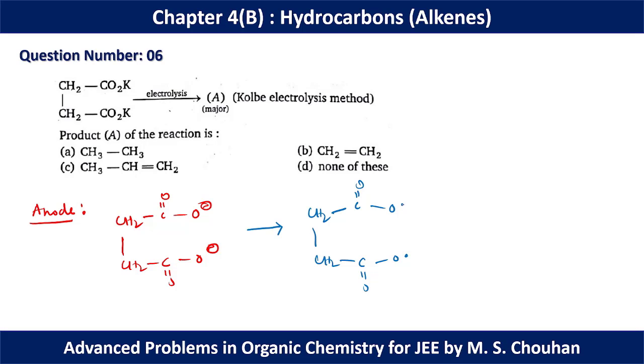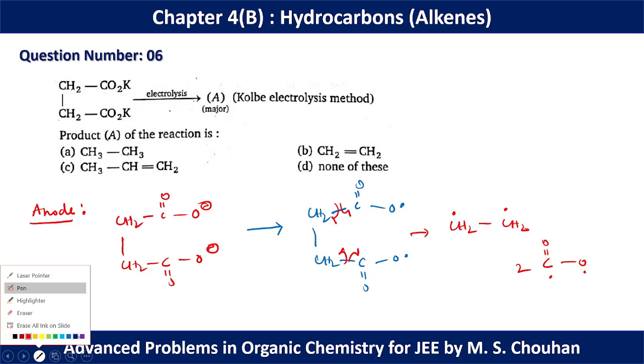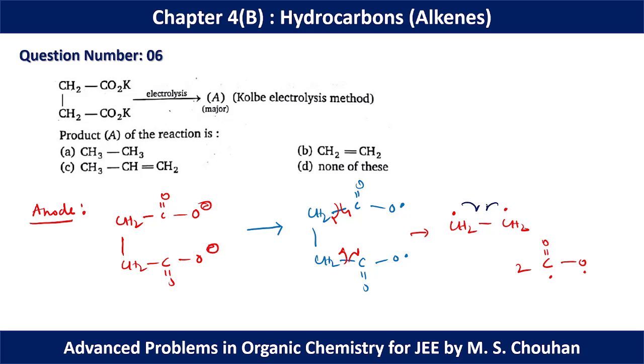Now the reaction is driven by radicals. After homolytic bond dissociation we are expecting a radical like this along with two equivalents of a radical like this. Now these two radicals will combine to form the product B along with two equivalents of CO2. So for question number 6, option B is the correct option.